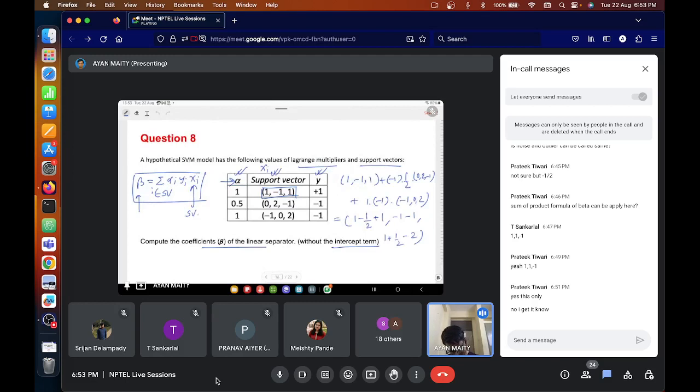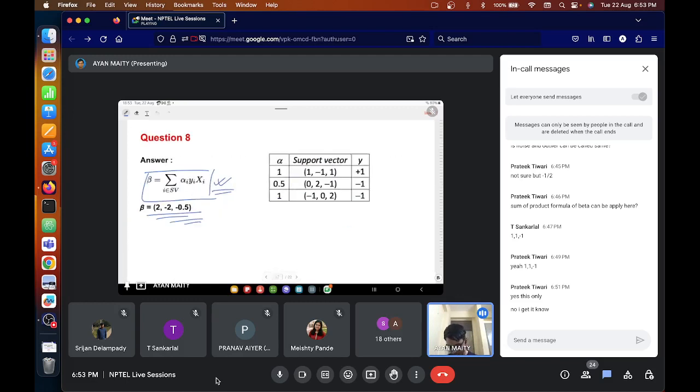Oh sorry, this one would be 0, so it would be 2, minus 2, and this is minus 0.5. Yes, this is the correct answer: 2, minus 2, minus 0.5. If you compute it correctly, you would get this answer, so there might be some miscalculations in your calculations. So please explain once again.